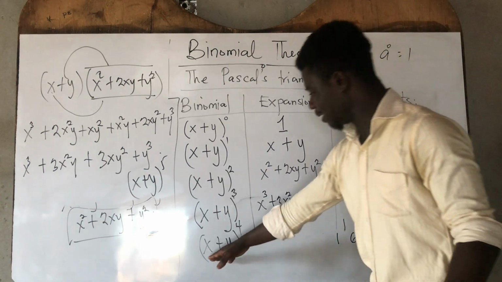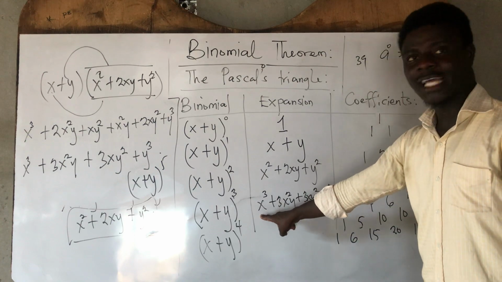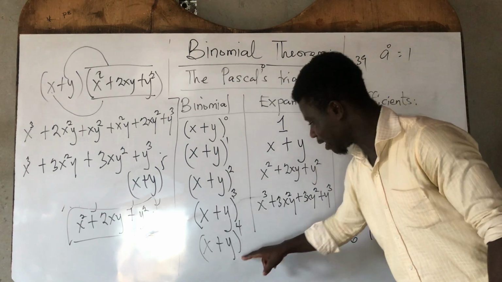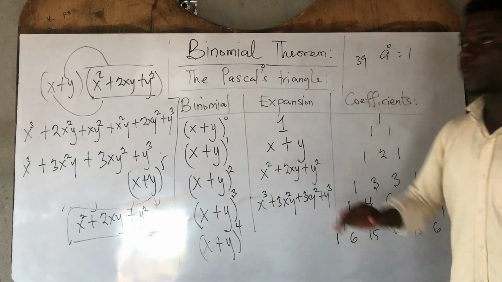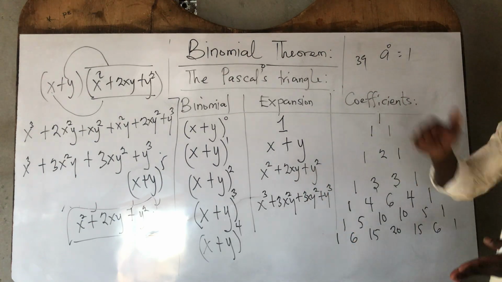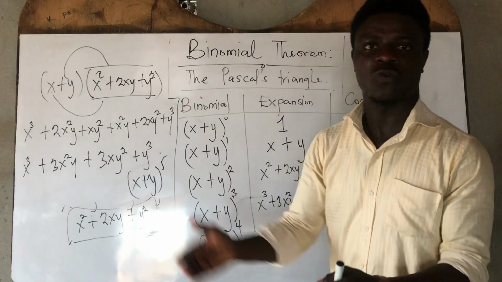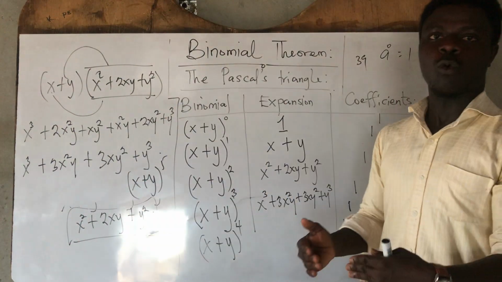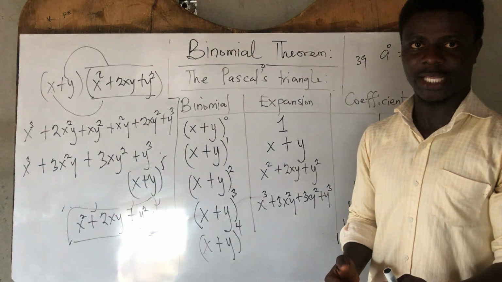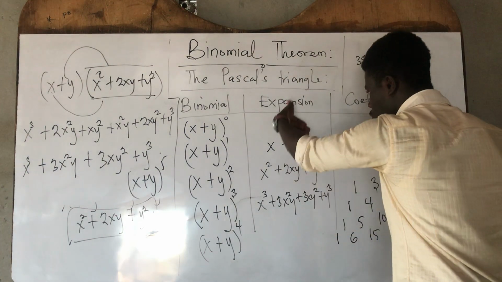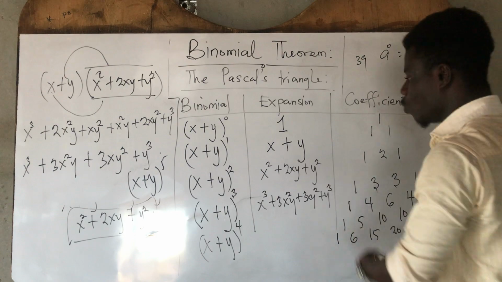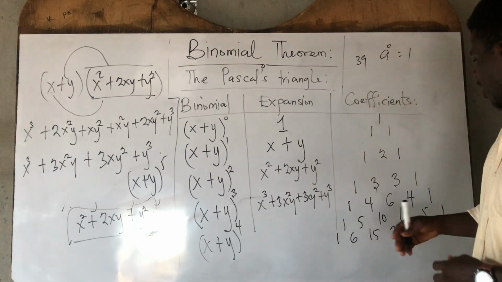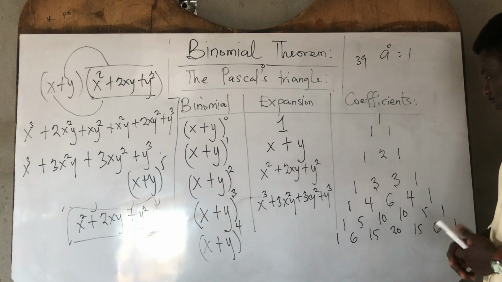Now, if you want to expand this, you know x plus y to the power 3. So you just multiply it by x plus y. Then you get the expansion for that. So it's like we use what we know to find what we don't know. Do you understand that? Right? So very simple.